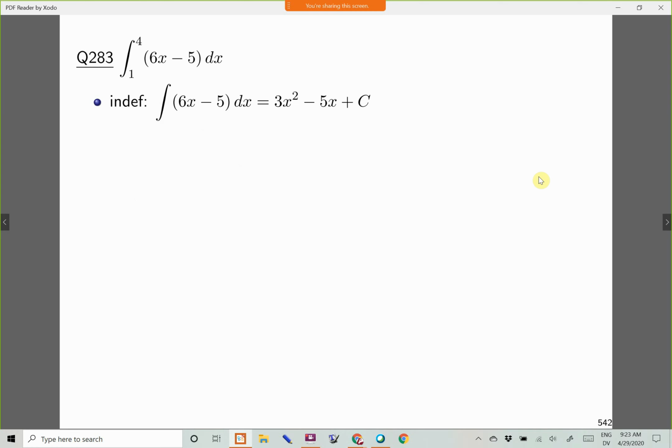So here's the indefinite integral, and so we have an antiderivative problem. You anti-differentiate 6x, you get 3x squared. Anti-differentiate 5, you get 5x, and then there's a plus c. So here's a statement of all the antiderivatives.